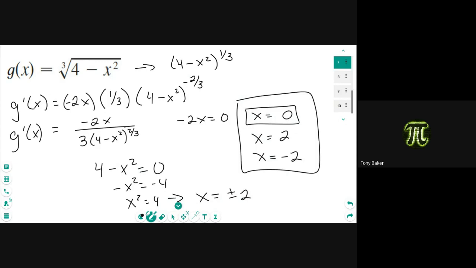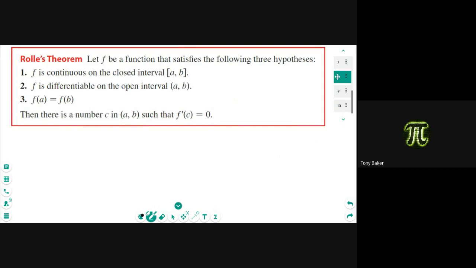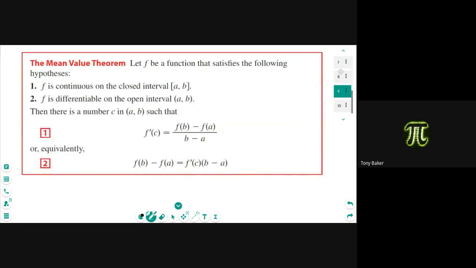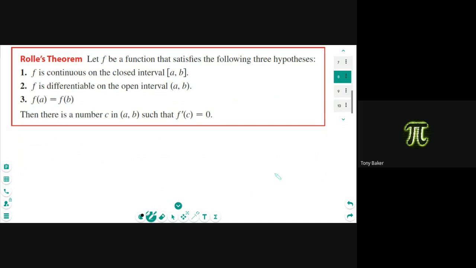All right, let's go on to the next stuff. Rolle's theorem and the mean value theorem. Rolle's theorem was discovered first, and then the mean value theorem is basically a generalization of it. The crazy part is when I show you this, you're like, yeah, that totally makes sense. Why did somebody actually have to discover this? Because that's the way the math works.